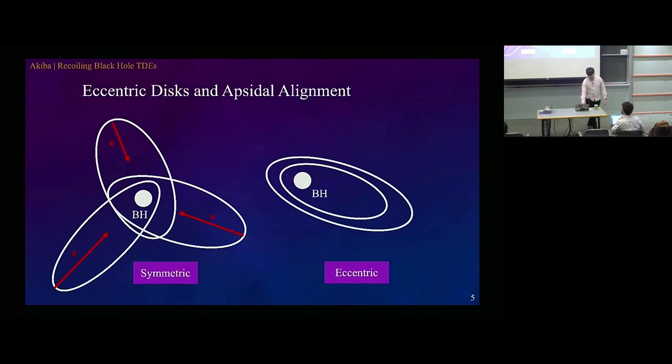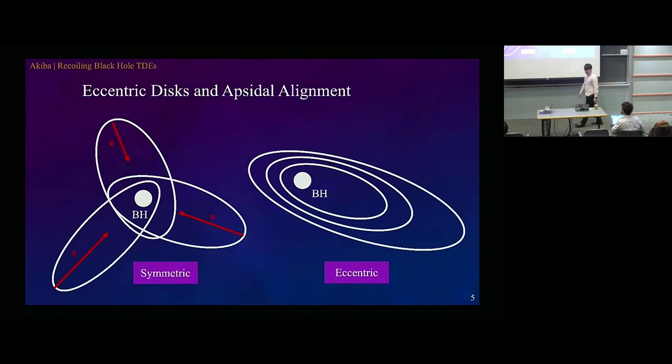An eccentric disk is going to show some sort of alignment between these eccentricity vectors. So you have a cluster of periapses on one side of the supermassive black hole and a cluster of apoapses on the other side, and consequently, you get eccentricity vectors that coherently point in one direction. This structure is called an eccentric disk, and this alignment is called apsidal alignment of these eccentric orbits.